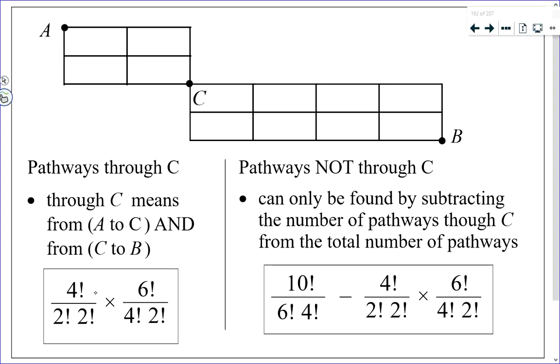And again, I think 10 factorial over 6 factorial, 4 factorial is 210, I'm pretty sure. 4 factorial over 2 factorial, 2 factorial times 6 factorial over 4 factorial, 2 factorial, I know is 90. I think the answer here when you subtract them is 120.